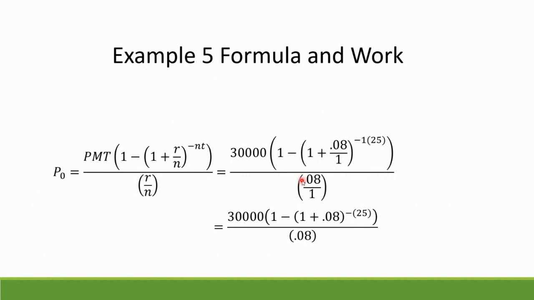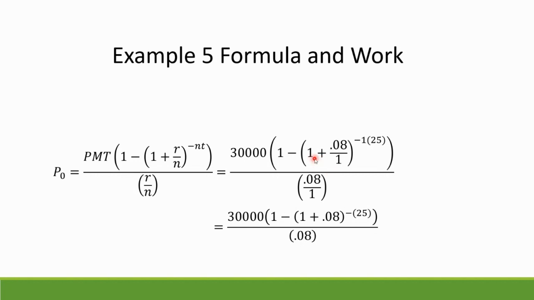And the way we solve this, you really want to handle the top and the bottom separately. If we do the bottom first, that's actually pretty easy. We just have 0.08 over 1, so that's just 0.08. For the top, we want to work with the innermost parentheses first. That's what we want to do first.